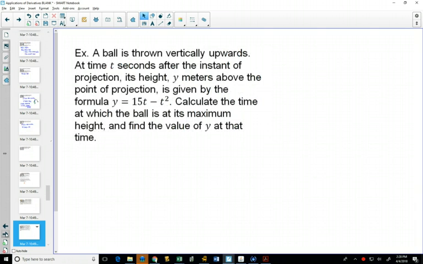Now we're going to look at that same type of question. A ball is thrown vertically upwards. At time t seconds after, its height in meters is given by this formula. Calculate the time at which the ball is at maximum height and find the value of y at that time. So in grade 11, you would have had to complete the square.